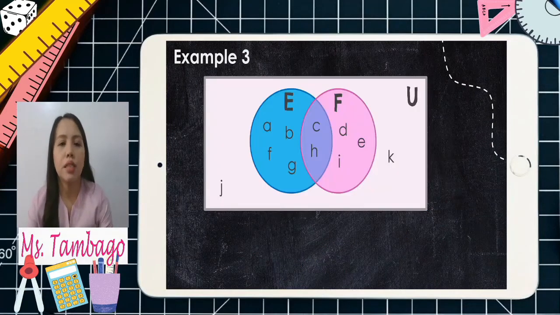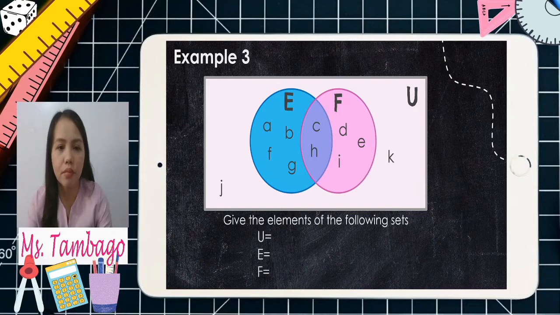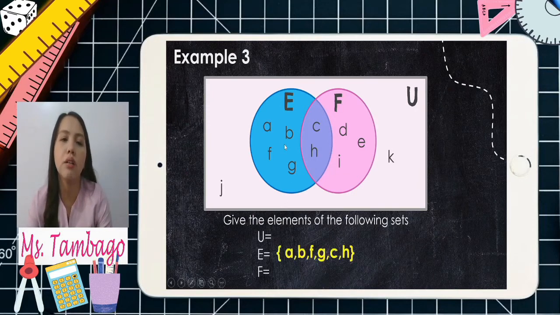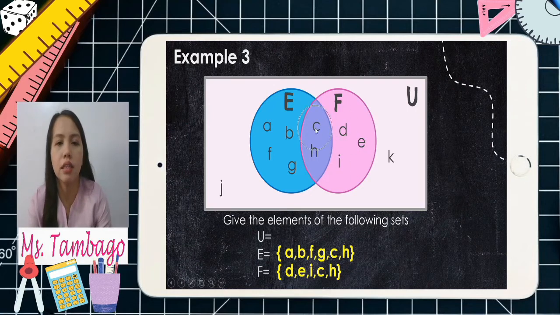Next, example number 3. This time we have letters as the elements, and we have two circles that are overlapping. First, let's have the elements of set E. Let's take a look at the blue circle. We have A, B, F, G, C, H. Those are the elements in set E. For set F, we have D, E, I, C, H for the pink circle. Those are the elements of set F.